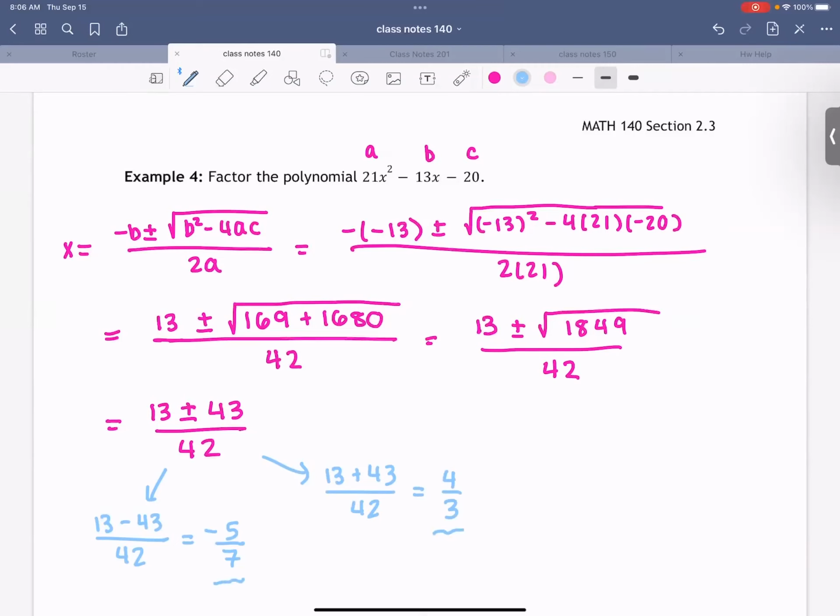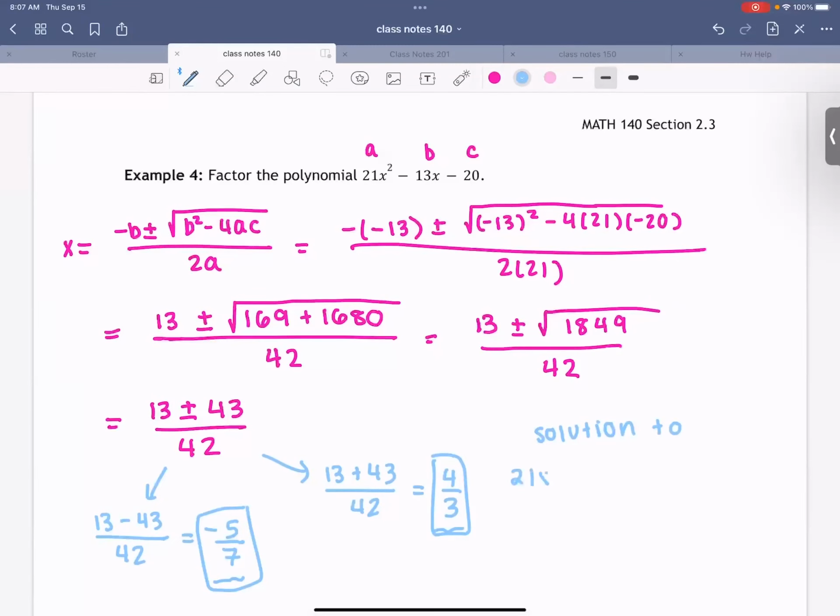Okay. So let's talk about what these numbers actually mean. Aren't these two answers the solution to my equation equaling 0, right? That's kind of what we would do if the question was, what are the answers to 21x squared minus 13x minus 20 equals 0, right? Those would be the answers. Okay. So, you know what I'm going to do? I'm going to create an equivalent equation to this answer. And remember, equivalent equations have the same solutions, okay?